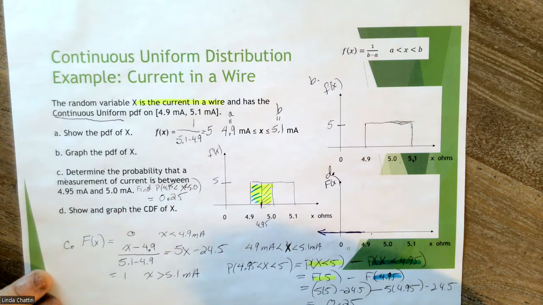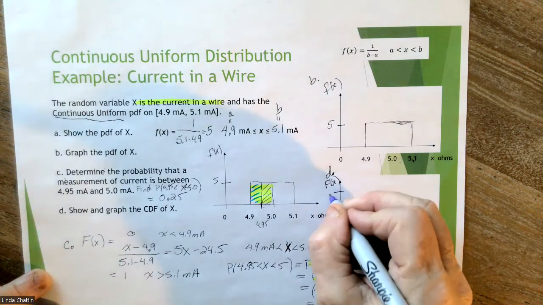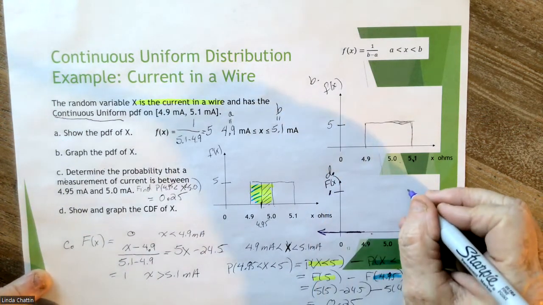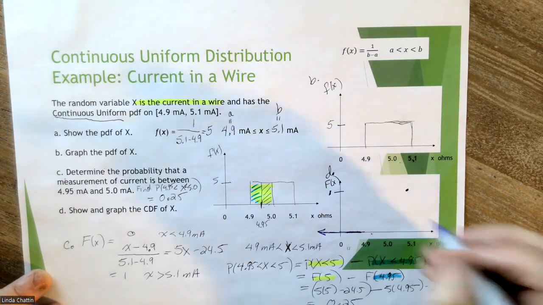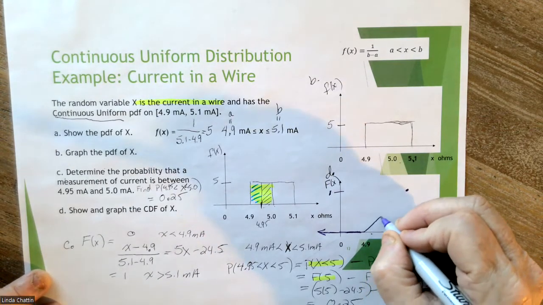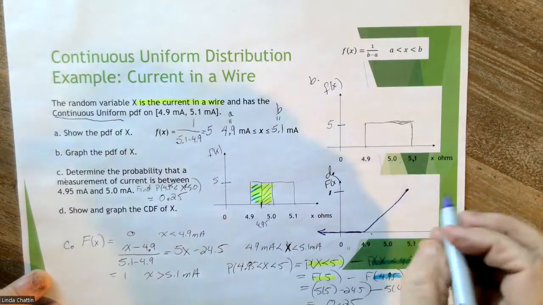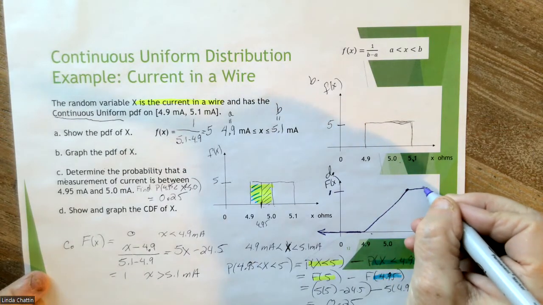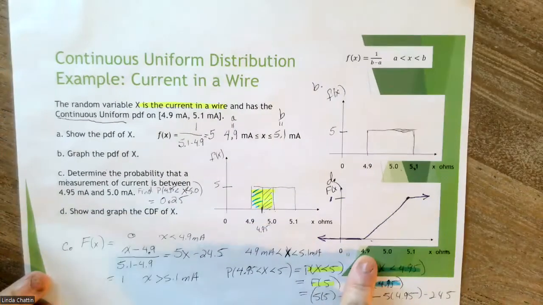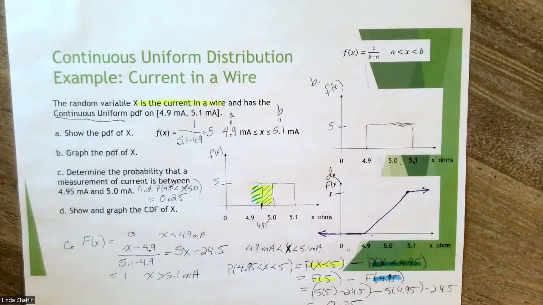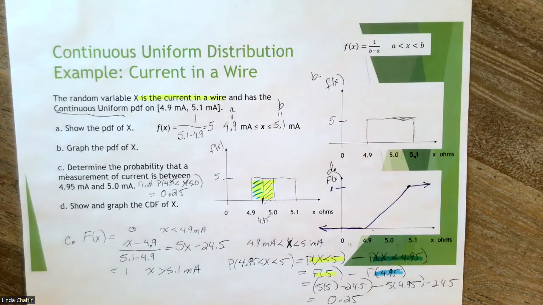But really, the easiest way to do this is we know this is a line. We also know that it's 1 when we get up to 5.1, right? So if it's got to be 1 by the time we get up to 5.1 and it stays there, then this is just a straight line between these two. I don't have to worry about rise over run and anything. I just know that it's a straight line between 4.9 and 5.1 up to 1. And then I can plot it there. So I hope that gives you some good insight into the continuous uniform distribution.